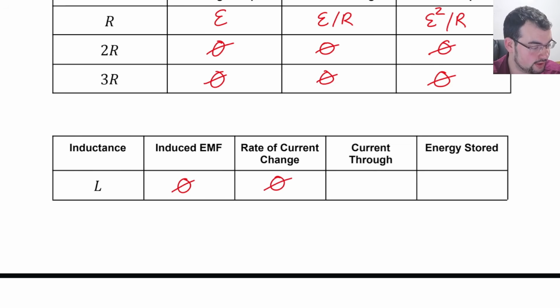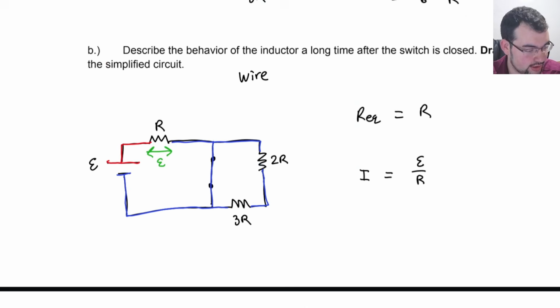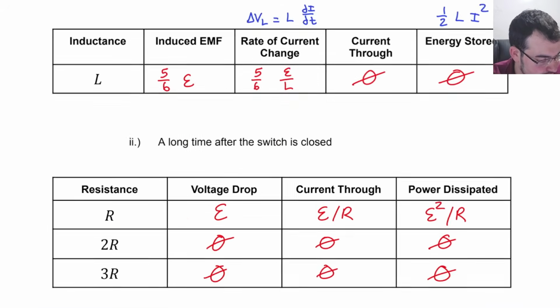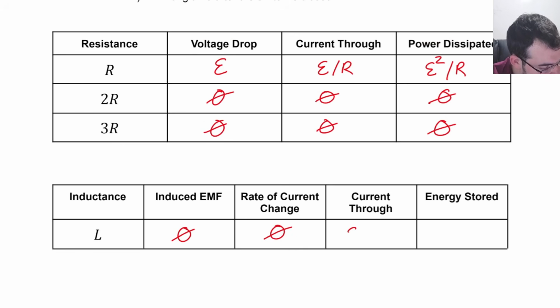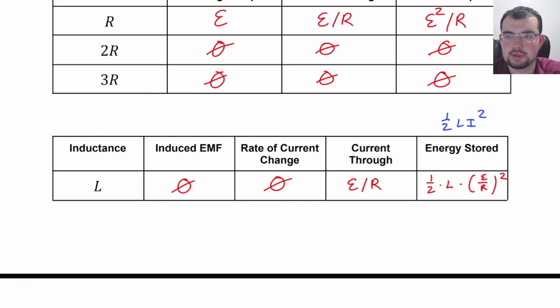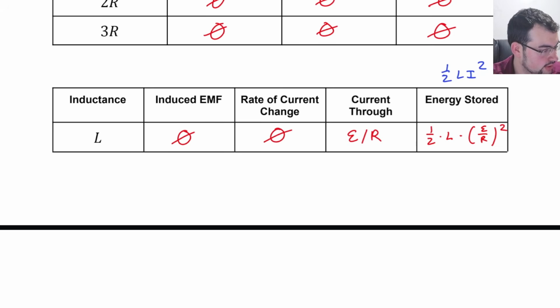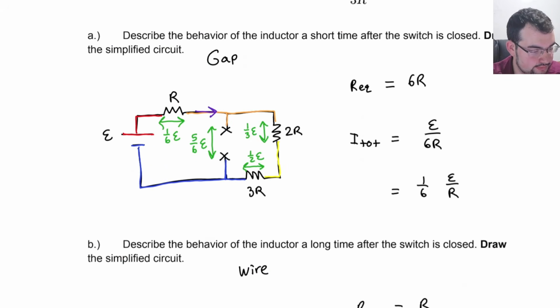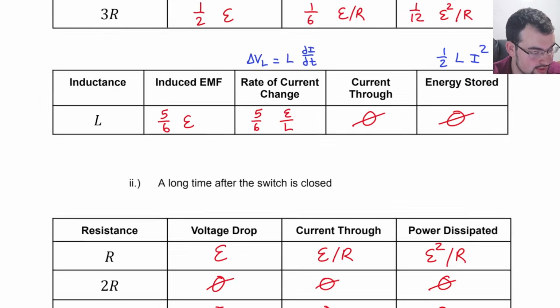Now, there is a current through it, though, right? Inductors don't hate current. They just hate current changes. And if we look at our circuit, all the current is going down the inductor branch because that is a short. So all the current goes through the inductor. So the energy stored, which is 1/2 Li squared, is just 1/2 times L times E over R squared. So that's our sort of short and long case analysis for the inductor circuit.